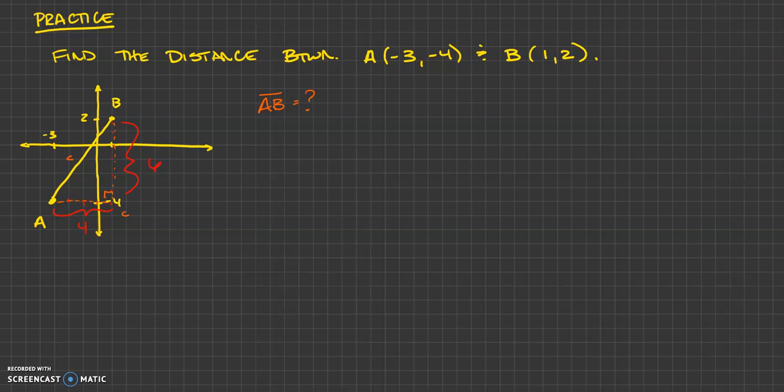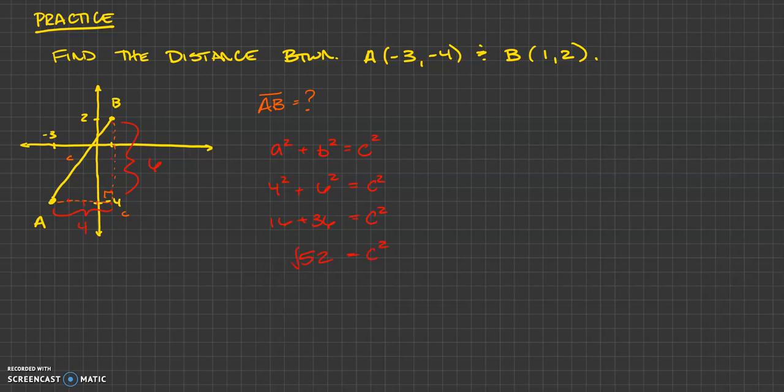Okay, so now I have the right triangle. I have the sides of the triangle. Now let's apply Pythagorean's theorem. A squared plus b squared equals c squared. So that will be 4 squared plus 6 squared equals c squared. 16 plus 36 equals c squared. And so that is 52 equals c squared.